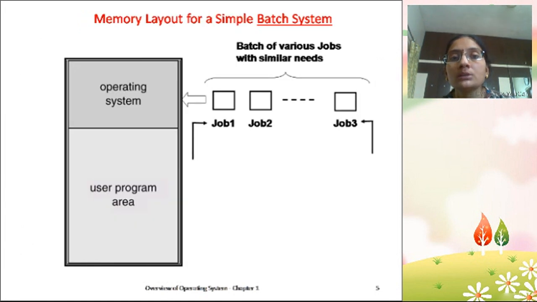Now, the memory layout of the simple batch system is like this. The memory content will be the operating system and the user program. And in this user program area, the resources which are required for the execution of that program or job will be stored. Now here is one batch of jobs. All these jobs have the same needs and will be executed in the batch.